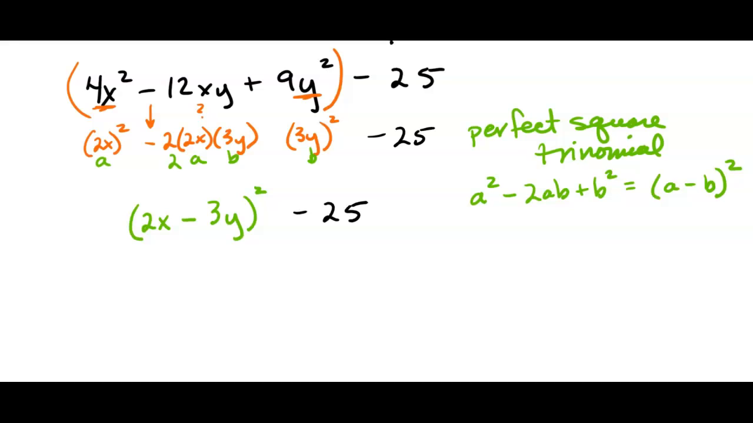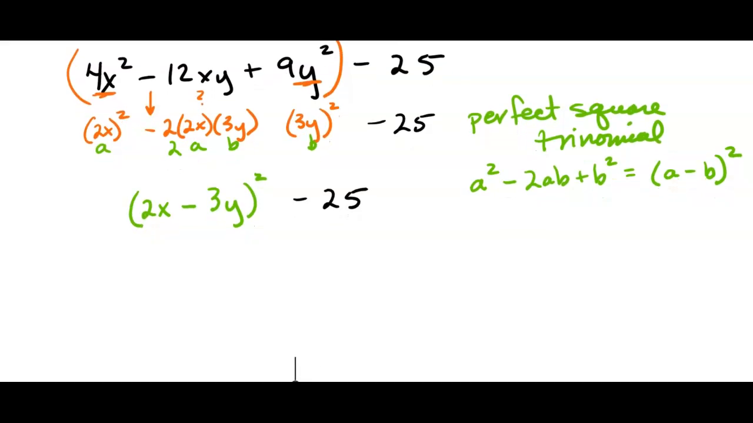Okay, now I don't have factoring. It's not factored here because it's subtraction, stuff minus stuff, and I have to have stuff times stuff in order for it to be factored. But what I do have is the difference of squares. So I can write this as 2x minus 3y squared minus, and then think of your 25 as 5 squared. So then I now have the difference of squares.